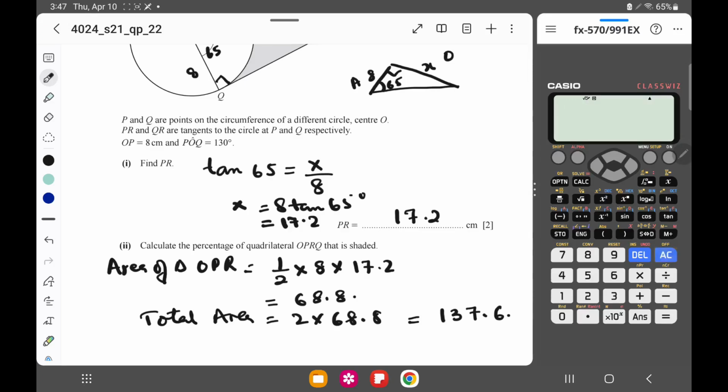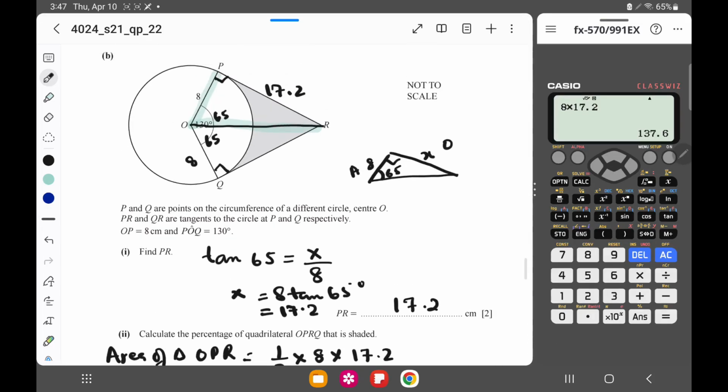Let me calculate again. 8 into 17.2 is 137.6 square centimeters. I calculated it directly. Okay, square centimeters, that is the total area.